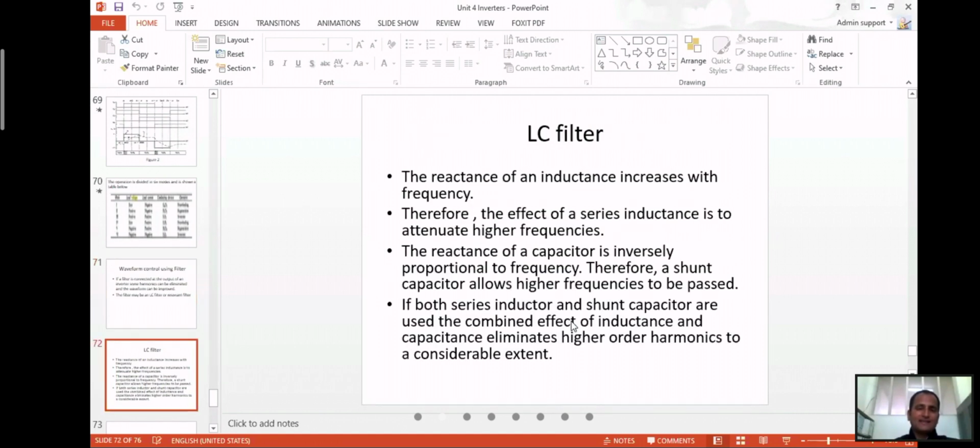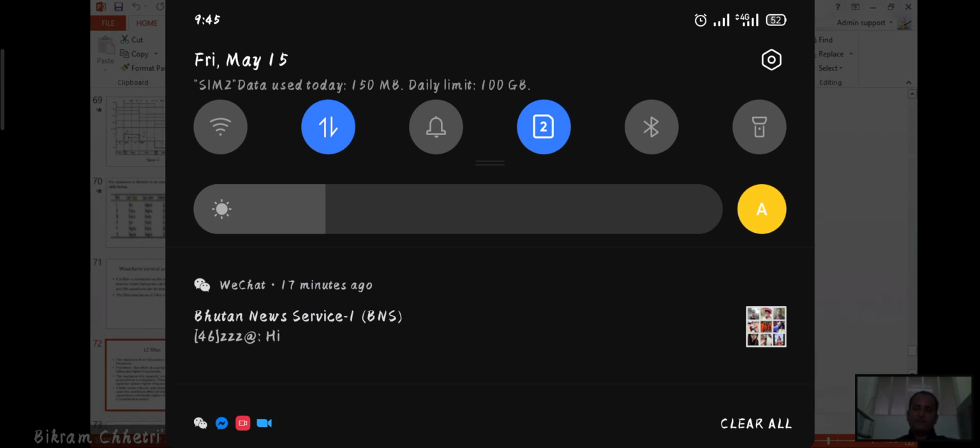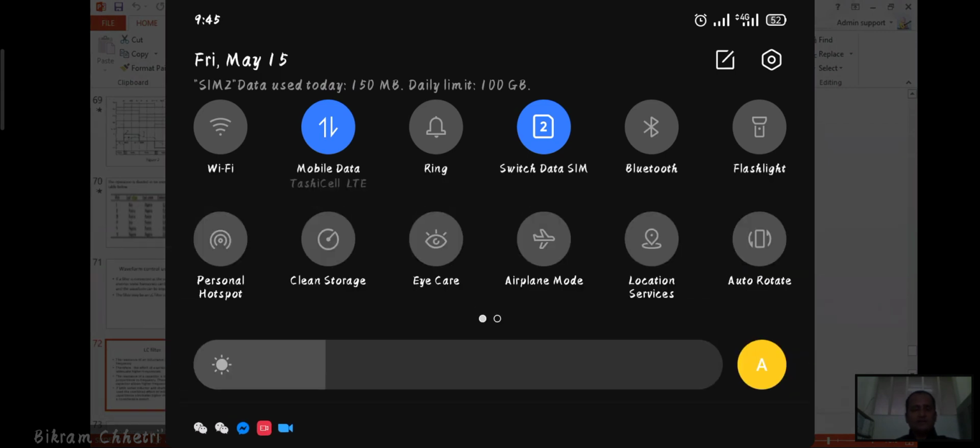In the case of LC filters, inductance and capacitance filters, the reactance of the inductance increases with the frequency. So the reactance of the inductance will increase with the increase in frequency. The effect of series inductance is to attenuate the higher frequency. So in the case of series inductance, it will attenuate the higher frequency.